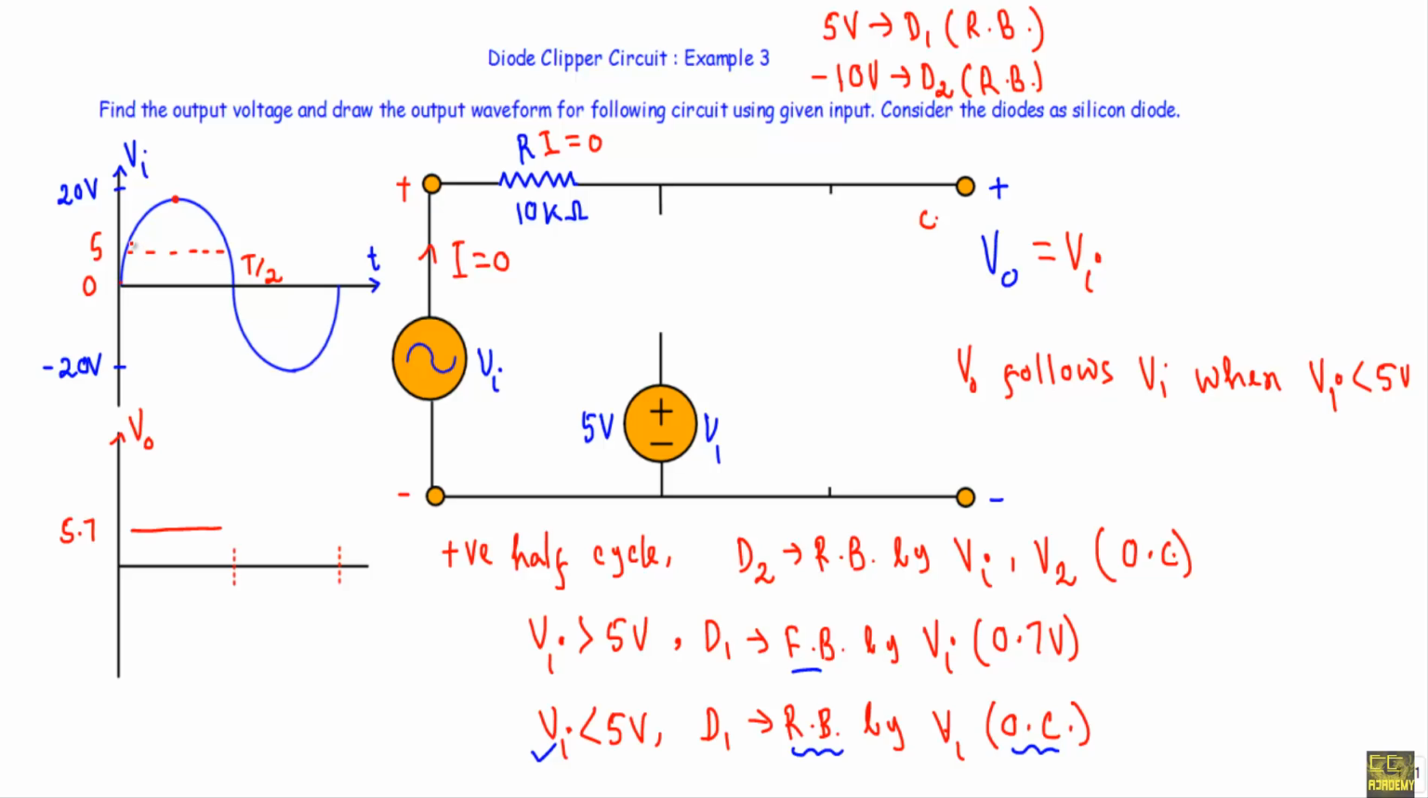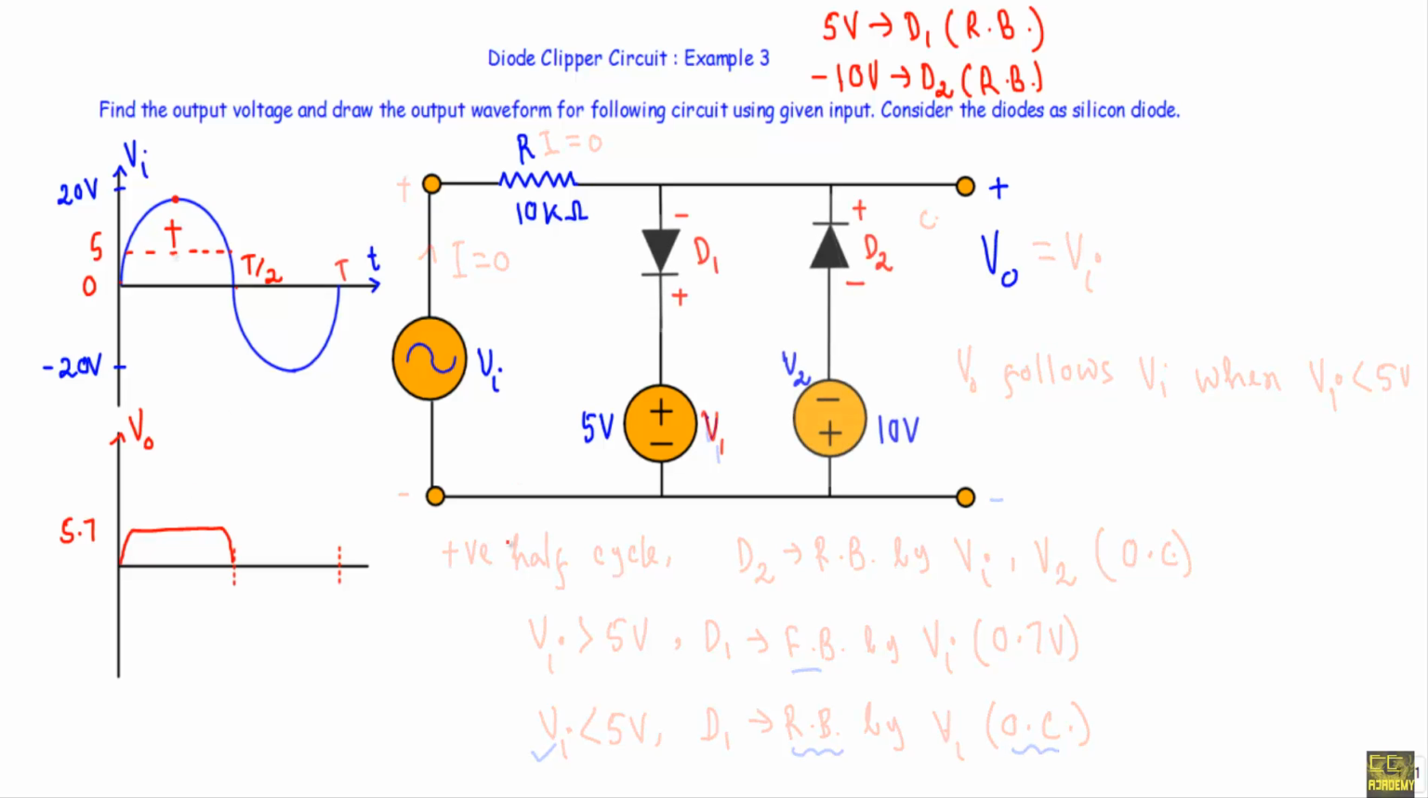See, from this point to this point, Vi is less than 5 and it is changing like this. So our output voltage will have the same waveform. From this point to this point, our Vi is less than 5 volt. So it is changing like this. Output voltage follows input voltage. So it will have the same waveform. Okay. So this will be our output waveform during positive half cycle.